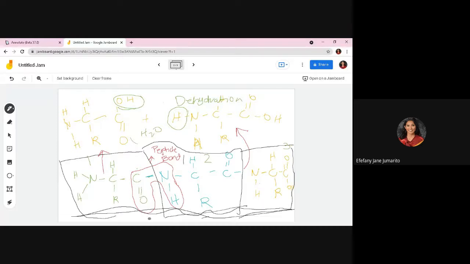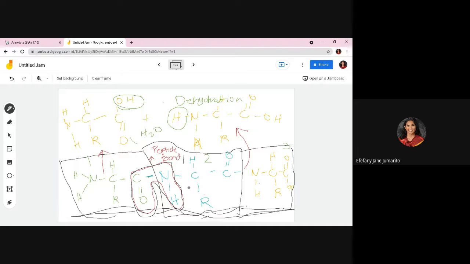Now, how many peptide bonds are present? If this is your peptide bond, the peptide bond is the bond that links two amino acids. This is the first amino acid. When the first amino acid and the second amino acid are mixed to form one, the bond or linkage that links them together is what we call the peptide bond.